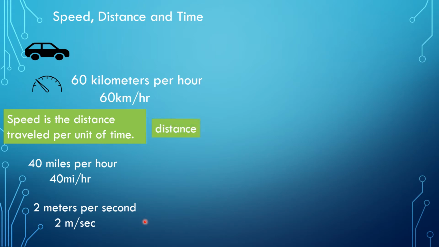Okay, now, what about distance? For distance, the unit can be kilometers or km, meters or m, or miles, and the abbreviation for miles is mi. For time, we can use hour, minute, or second.